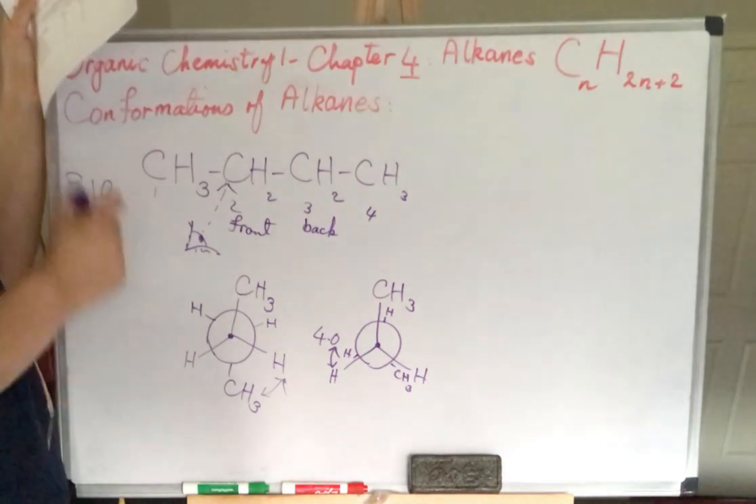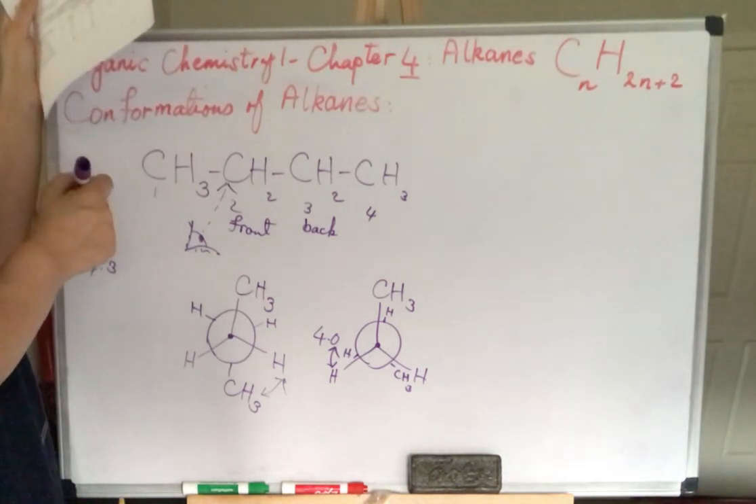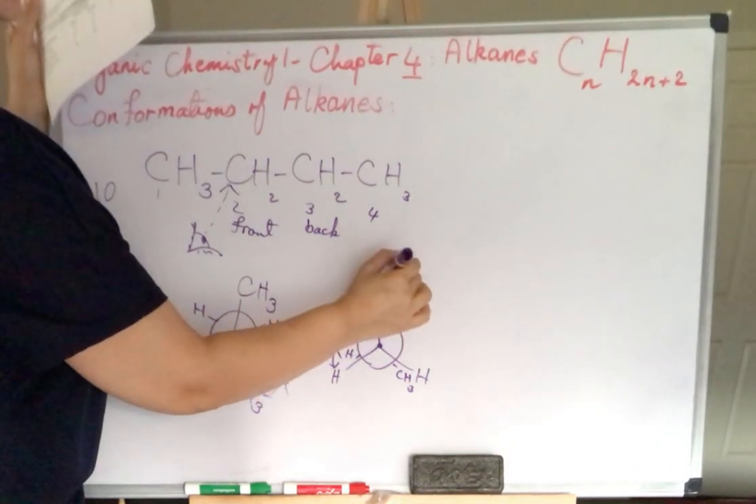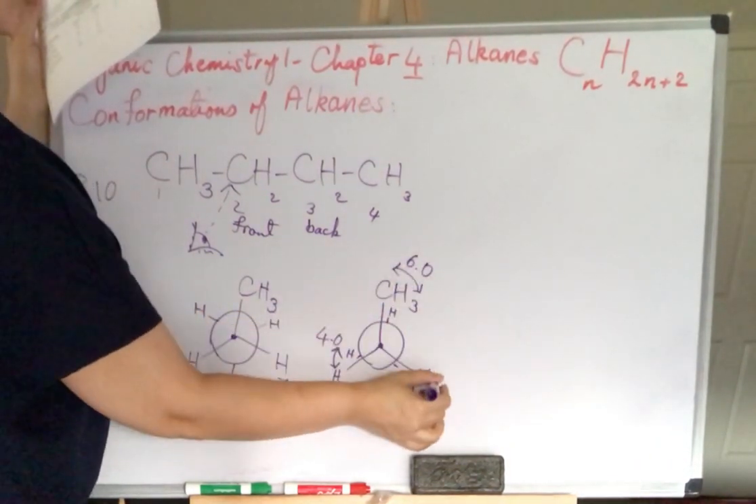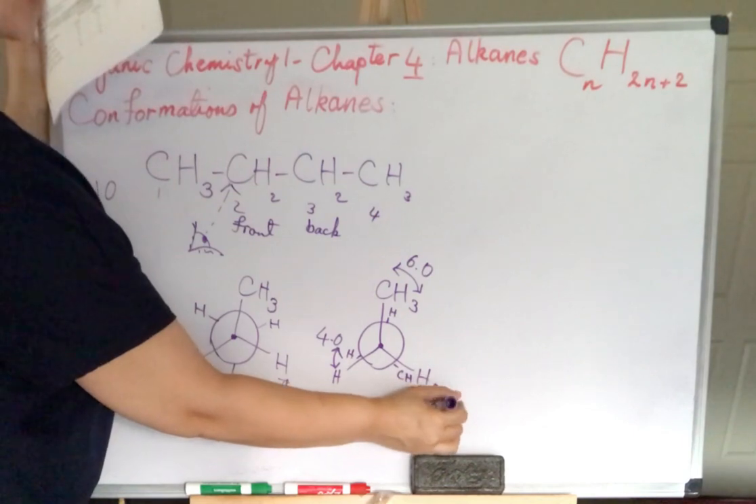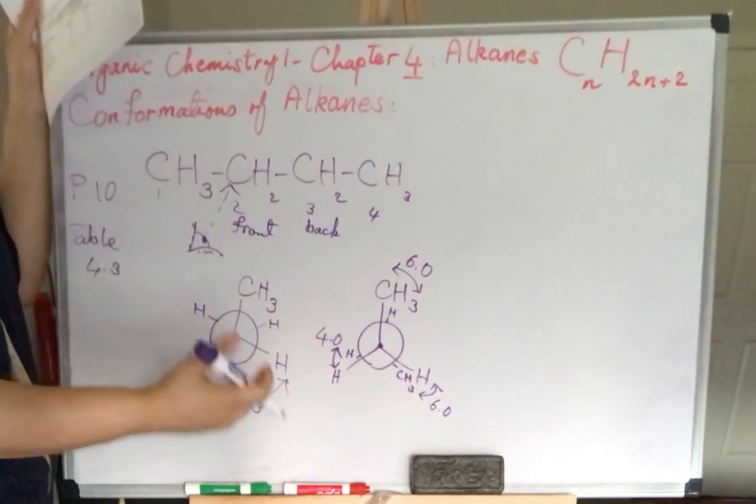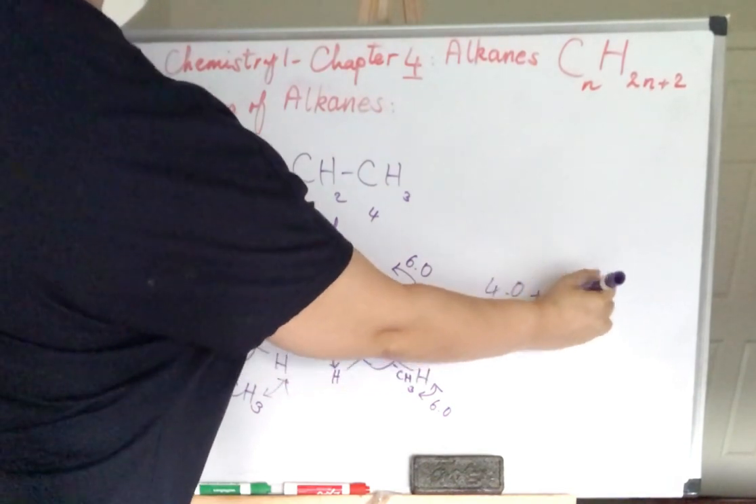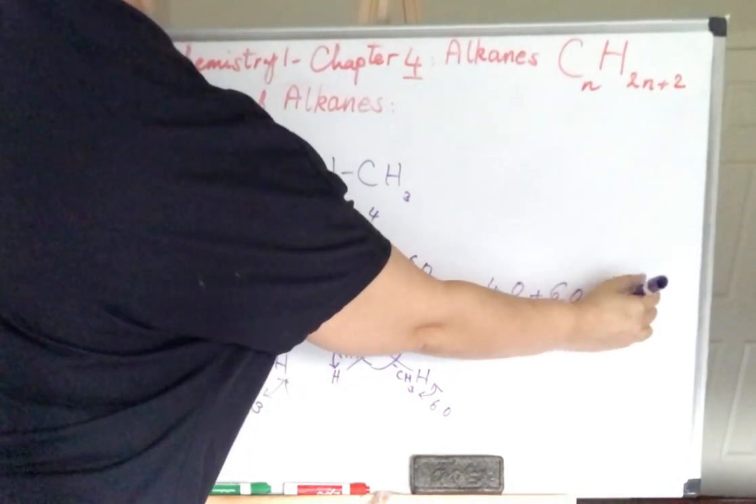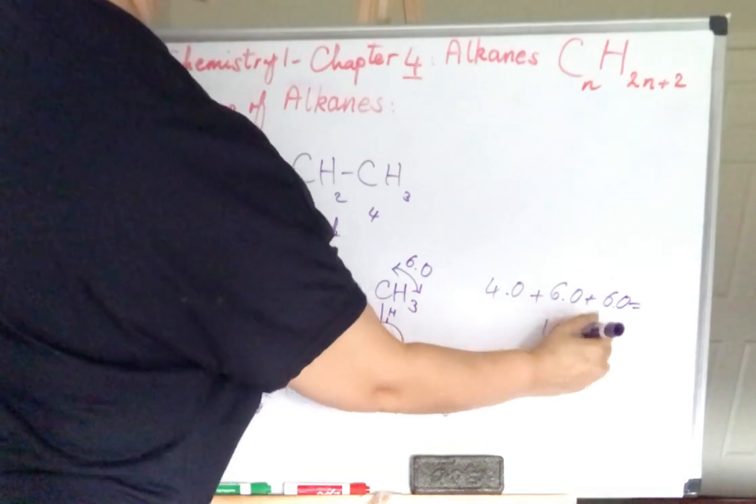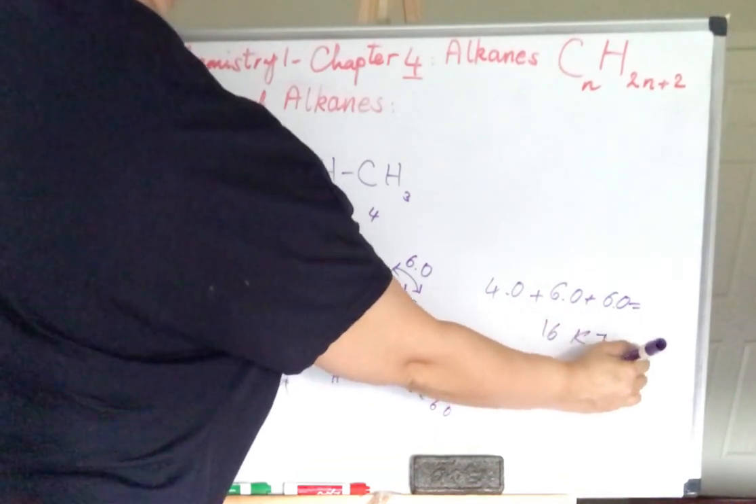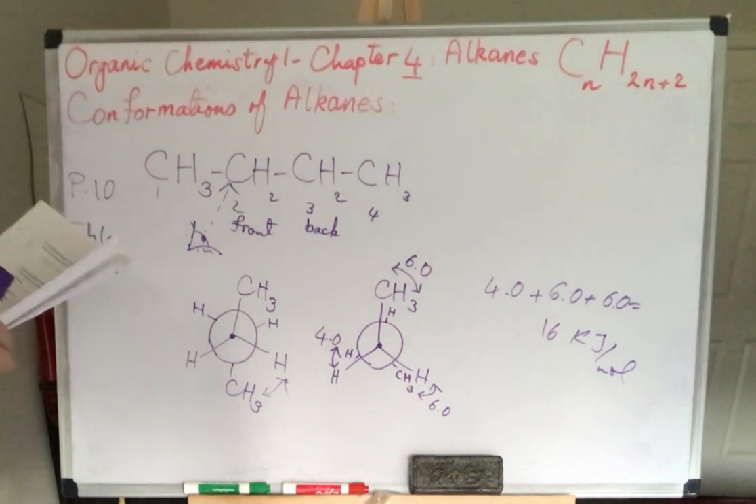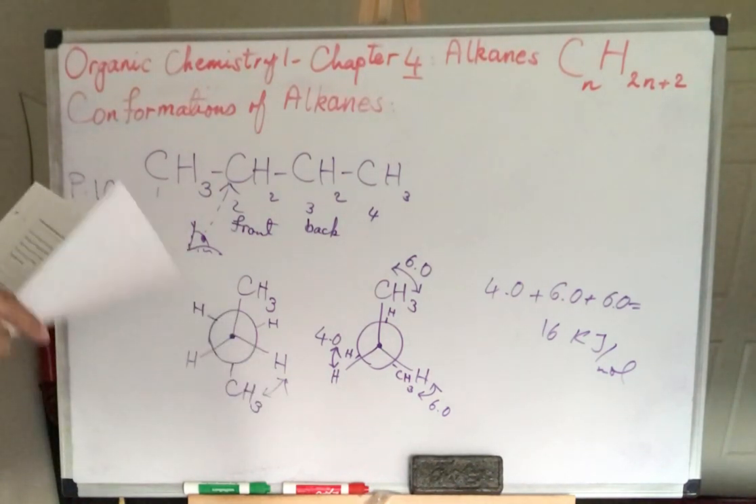The energy of hydrogen CH3 eclipsing is 6. So hydrogen CH3 is 6. So I have 2 of them, right? So the total steric strain energy is 4 plus 6 plus 6. So what is the total? 16 kilojoules per mole. That's how you calculate the strain energy. What else do we have here?